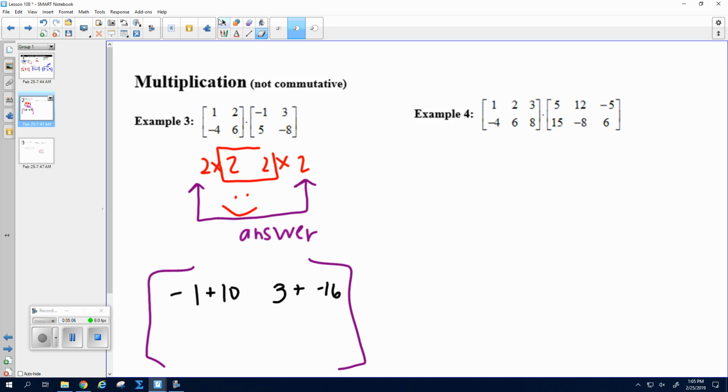Okay, now I'm going to go across row 2 and down column 1. So I did this one here to here. I went this to this, this to this, right? Now I'm going to do the next one. I'm going to go this to this, okay? So notice that this is row 2, column 1. That's going to give me row 2, column 1's answer right here, okay? So I'm doing negative 4 times negative 1, which is positive 4, and I'm adding it to 6 times 5.